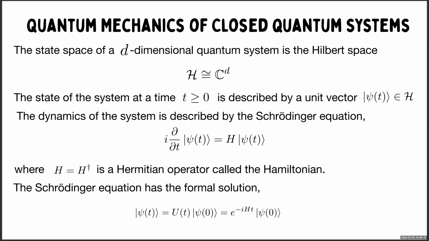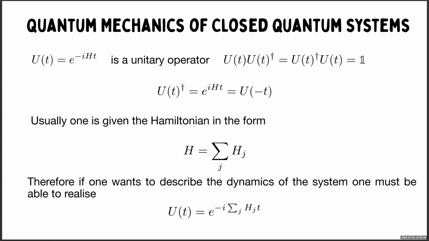The state at some time t is just u of t acting on psi of 0, where psi of 0 is the initial state, the state of your system at time t equals 0. And this u of t is just e to the minus i H t. That's all it is. H is an operator, so you can see why we needed functions of operators: this unitary operator, which describes the evolution of our quantum state, is precisely a function of the Hamiltonian. It's precisely the exponential function. So this is the formal solution of the Schrodinger equation.